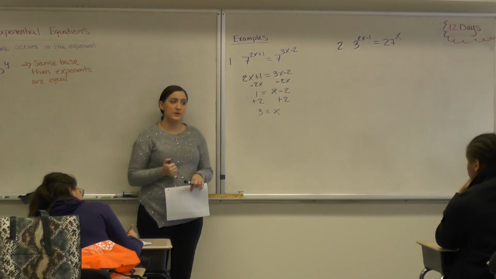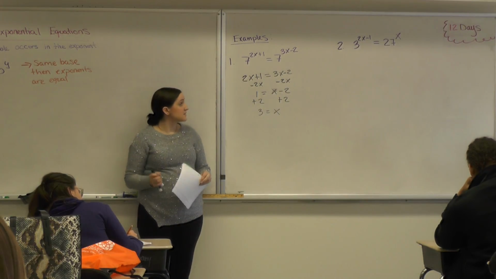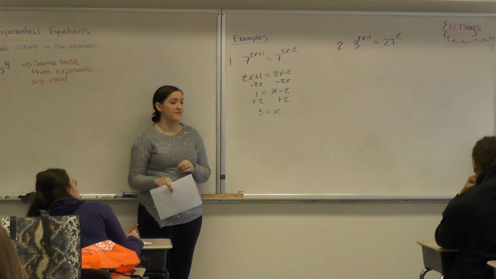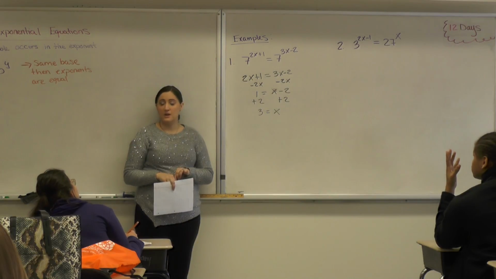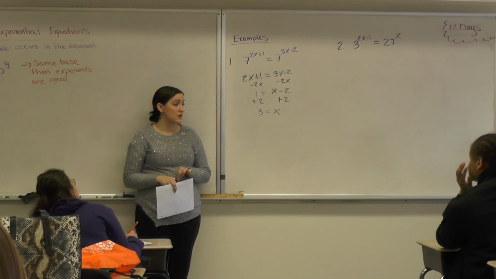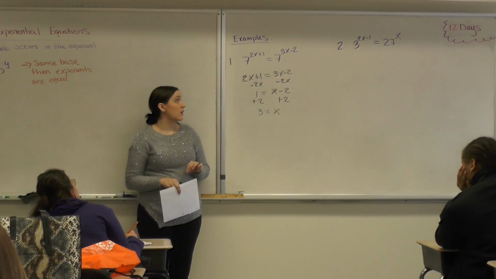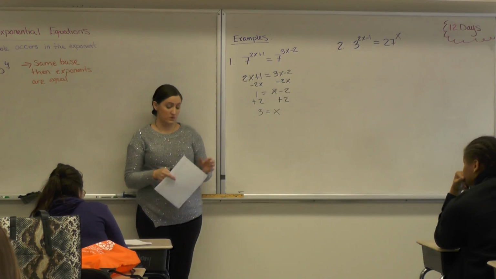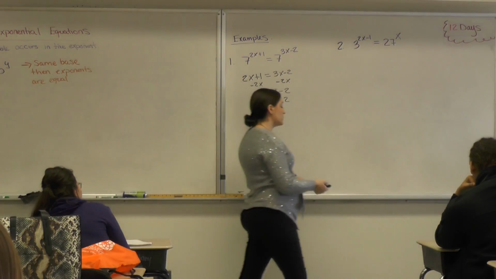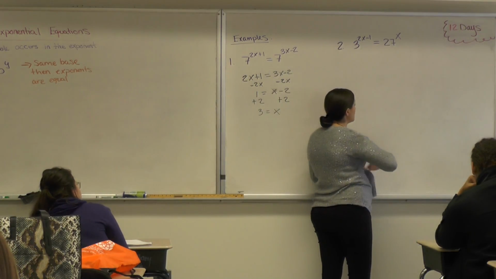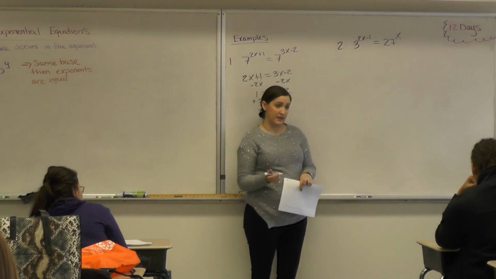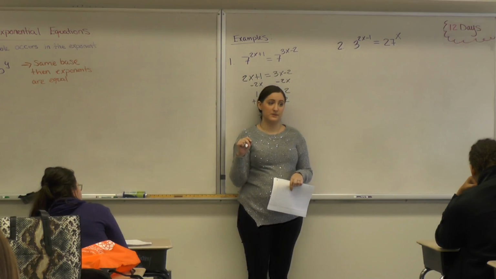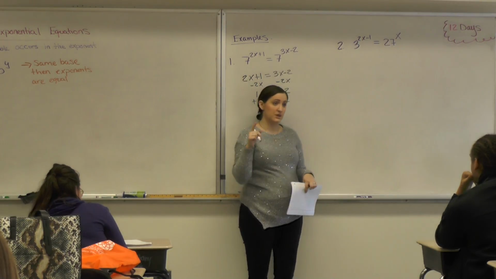Okay, here it looks like I don't have the same bases. I have a base of 3 and I have a base of 27. Okay, so 27 can be changed to a base of 3, right? 3 to the power of what will give me 27? 3. 3 cubed is 27.